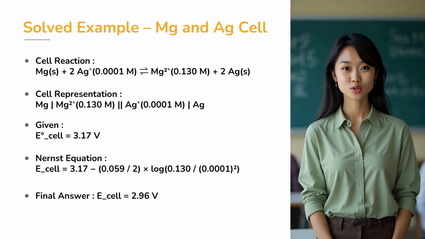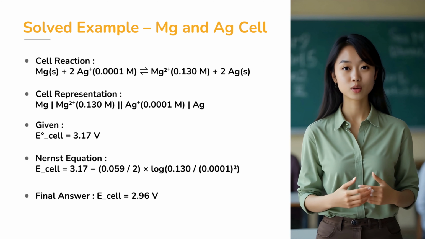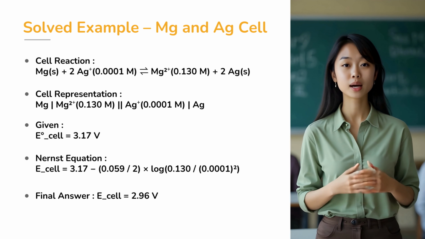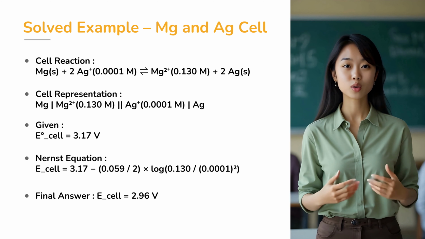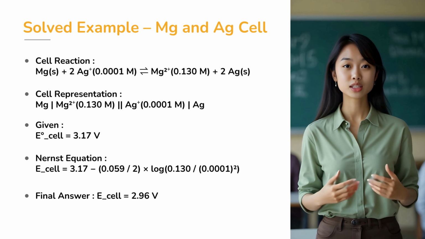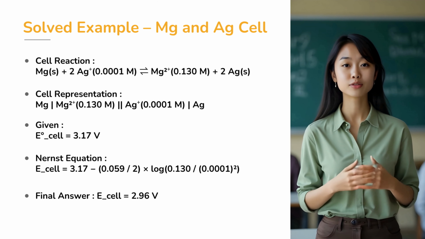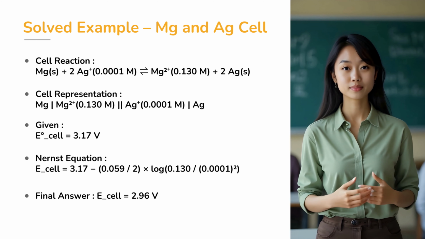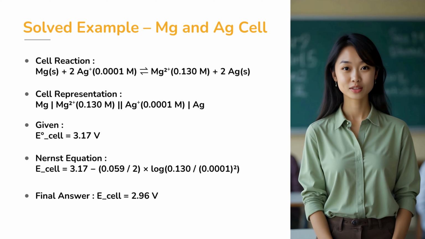To calculate the actual cell potential, we use the Nernst formula. We subtract 0.059 divided by 2 multiplied by the logarithm of the ratio of magnesium ion concentration divided by silver ion concentration squared. That is, log of 0.130 divided by (0.0001) squared. After solving, we get a final answer. The cell potential is approximately 2.96 volts. This is a perfect example of how concentrations impact real electrochemical readings.